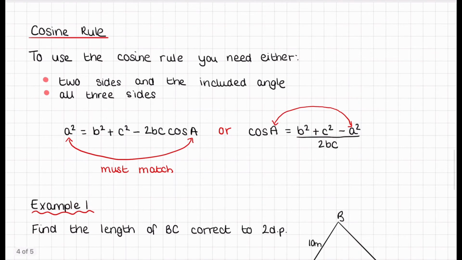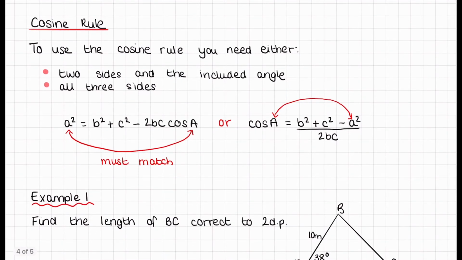And our last rule in trigonometry is the cosine rule. So to use the cosine rule, you need either two sides and the included angle, or all three sides. Now, our rule for the cosine rule is a squared equals b squared plus c squared minus 2bc cos A. Or if you're finding the angle, you can use the rearranged version, which is cos A equals b squared plus c squared minus a squared all over 2bc.